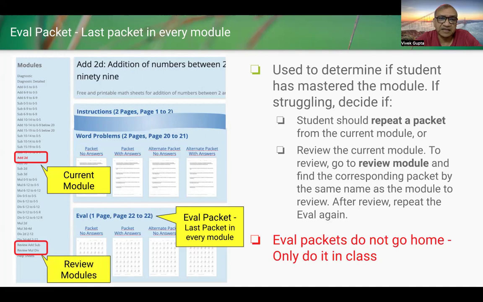And remember that eval packets never go home. They're always given in class as classwork. And then you're going to do the same thing: you're going to ask oral questions or written questions for the eval packets.